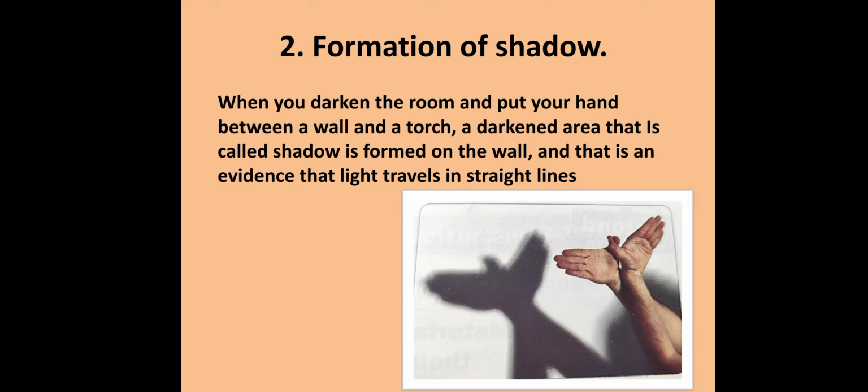Formation of shadow. When you darken the room and put your hand between a wall and a torch, a darkened area called a shadow is formed on the wall, and that is evidence that light travels in straight lines.